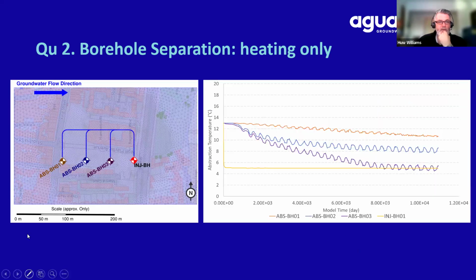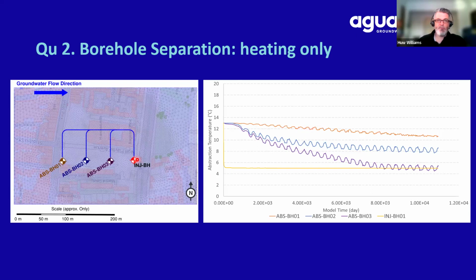Well, you can see the injection temperature. That's a nice steady 5 degrees C for the duration of this 30-year model. Sorry, that's days. That's about 35 years. You can see that the furthest away borehole, abstraction borehole 1, in sort of orangey color there, has, as you might expect, the least impact of any of those.